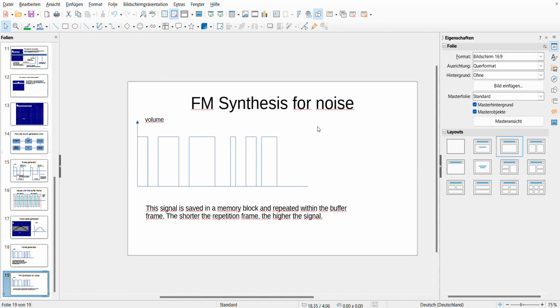So let's go to the FM synthesis for noise. The metallic sound of the FM synthesis is caused by repetition of an entire memory block of noise within the buffer frame. We store the block like a sample. Please do not confuse that term with the unit sample we also use in this context. And then we repeat it several times within the buffer frame. The more often, in shorter intervals, the higher and more metallic the sound.